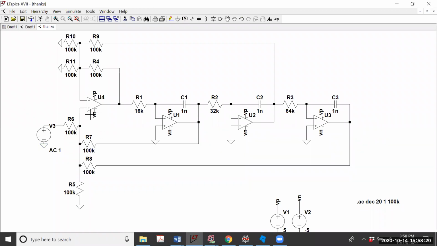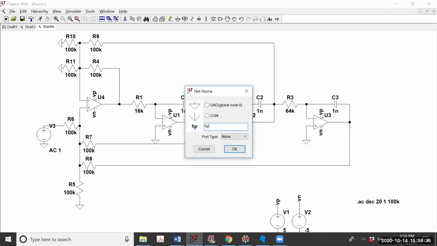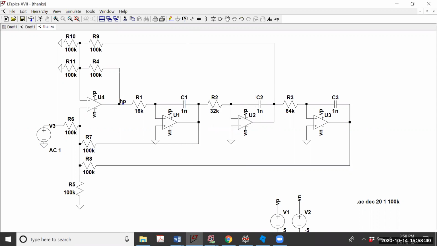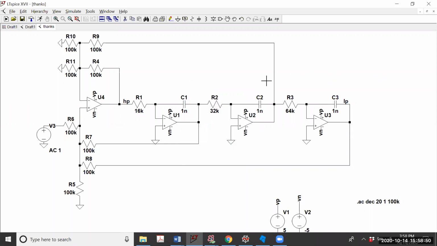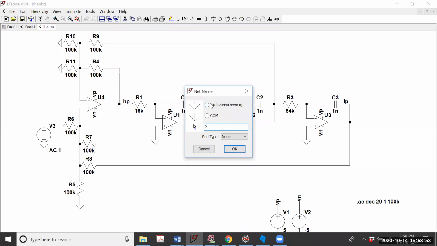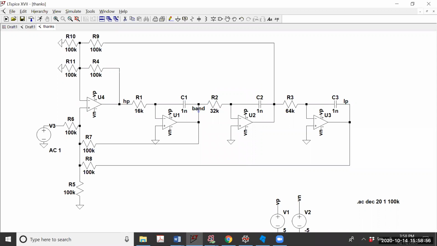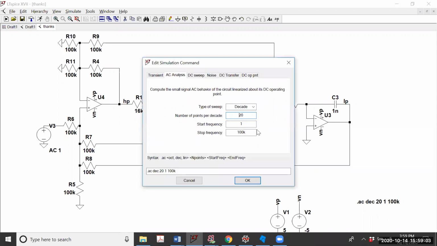So kind of gone over where things come from, but right now, this node here is the high pass node. And I can even call it that. And over here is the low pass node. And here is the band. And what I want to do is, so the cutoff frequency was 5,000 hertz.